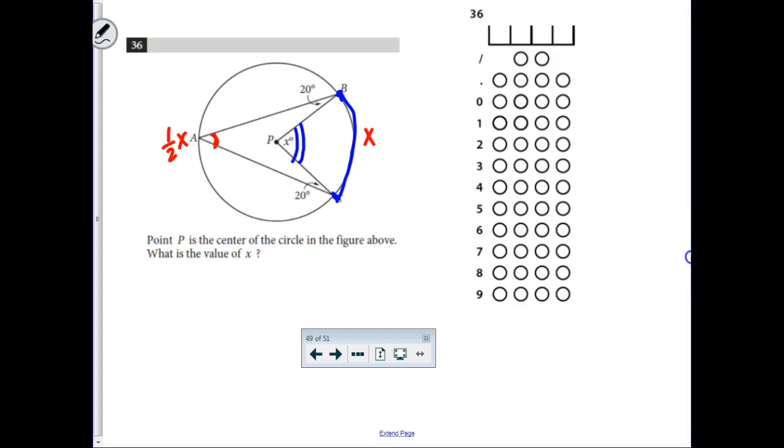So why is that important to us? Well, this angle plus this angle is going to be the same measure as this angle. So this angle right here is 40 degrees, which means, if 40 degrees is half of x, how big is x? Half of x is 40 degrees, which means x is 80. Very good. The answer here is 80.